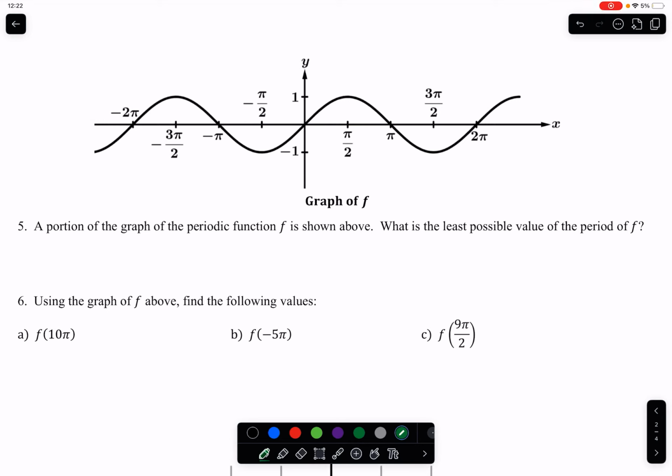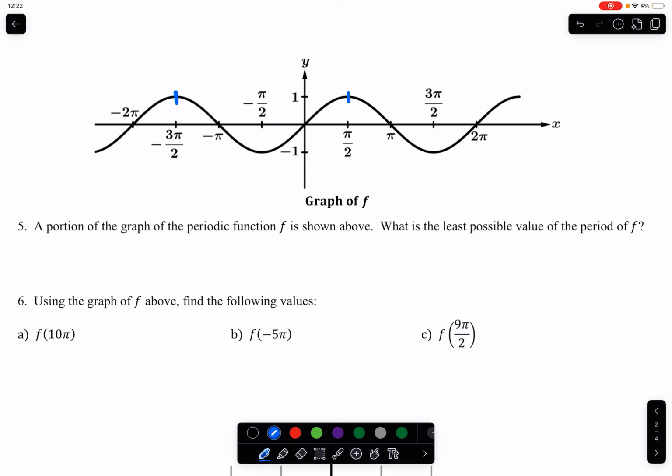In the example that you have, a portion of the graph of a periodic function f is shown above. What is the least possible value for this period? To determine the least possible value, I recommend using a max and a min and identifying the distance from that max to the next max, or the min to the next min. Like here, I would use this value to that value right there and figure out what that distance is.